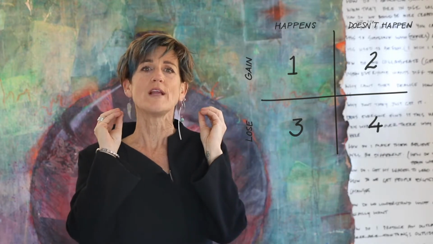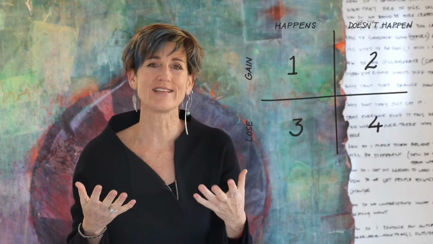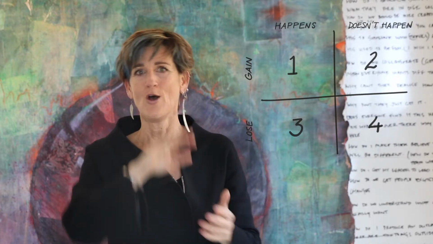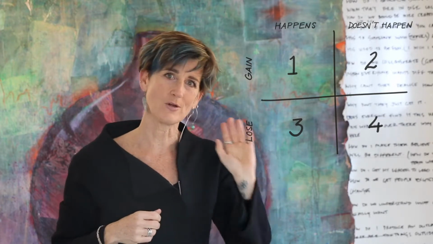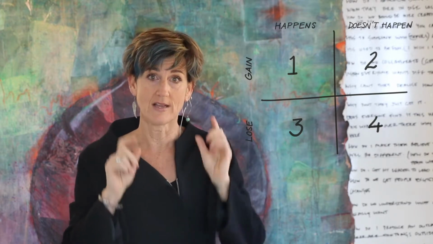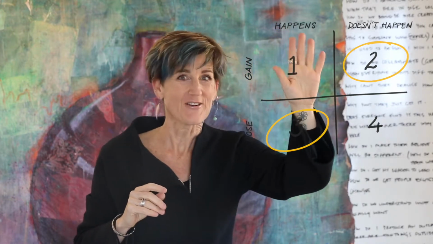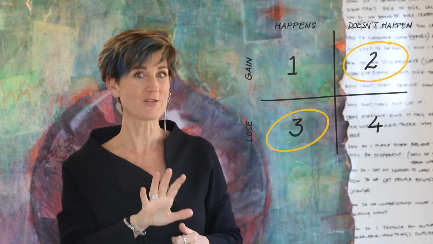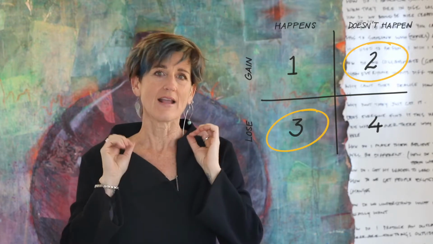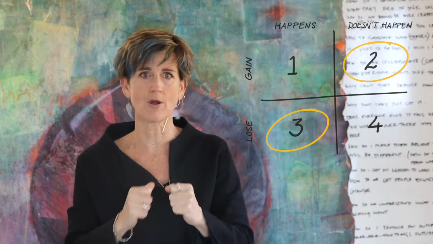Now, when we do strategy stuff like this, the tendency is to stick with quadrants 1 and 4: what you gain when it goes ahead and what you lose when it doesn't go ahead. But it's often the overlooked quadrants, numbers 2 and 3, what you gain by it not going ahead and what you lose by it actually happening, that can hold the keys to whatever unexpected stuff is going on with it.